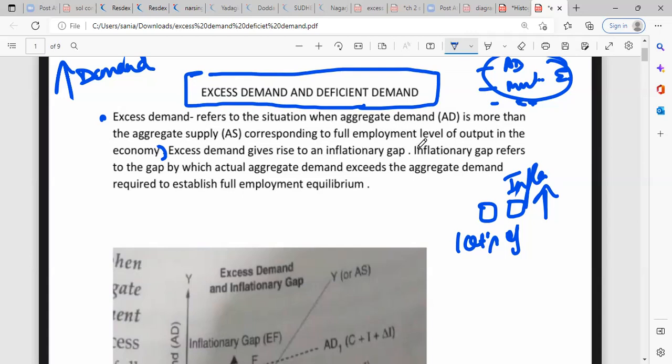What is an inflationary gap? Inflationary gap refers to the gap by which actual aggregate demand exceeds the aggregate demand required to establish full employment equilibrium. So when this inflationary gap comes, for example, you have two chocolates, so demand should be two, right? But now the demand is five. Actual demand should be 2, but now it is 5, so it is an increase. So that is your inflationary gap.